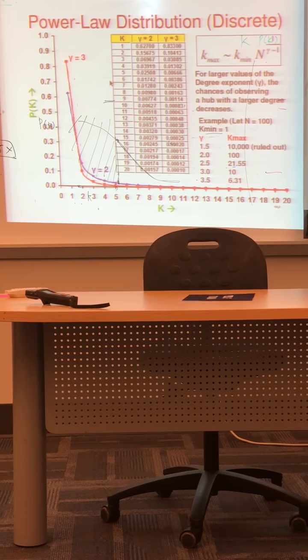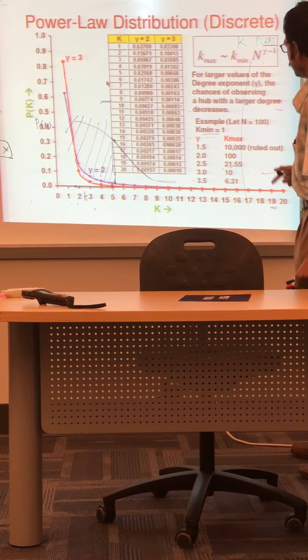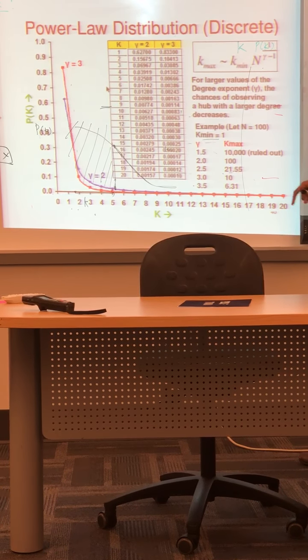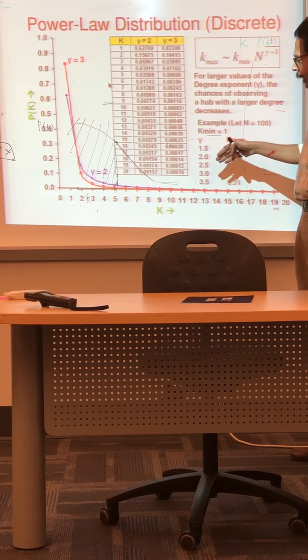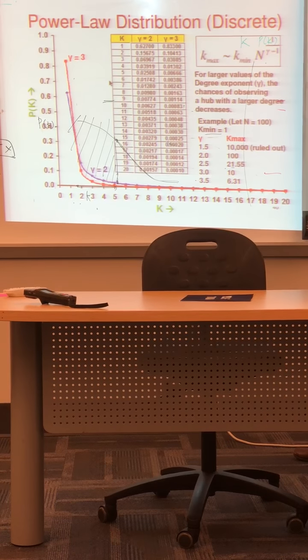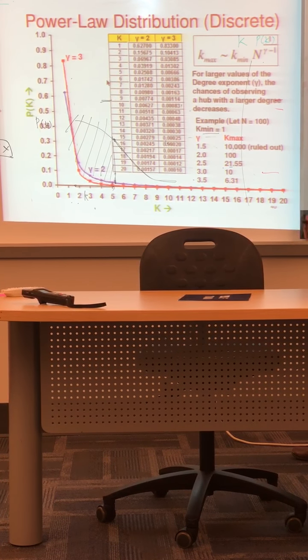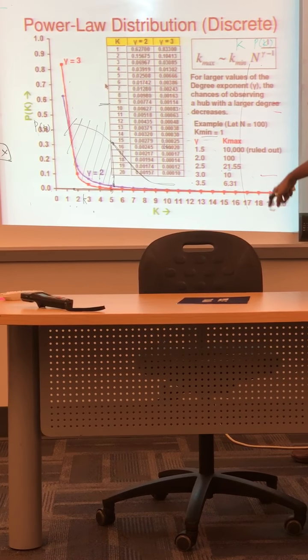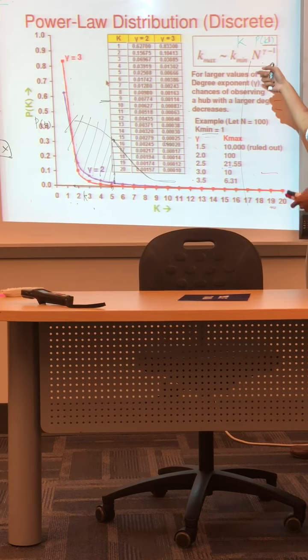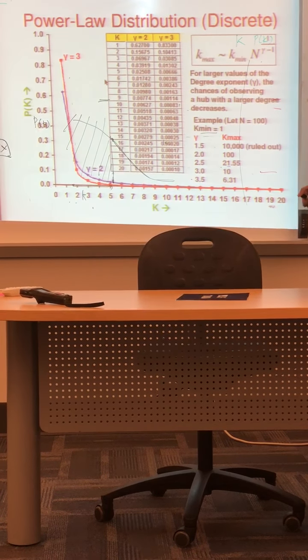Okay, so this is something we already saw, the relationship between K max and K min, and why gamma cannot be, say, less than 2. So gamma has to be greater than 2 to make sense for a scale-free network. If gamma is less than 2, you will come out with K max greater than the number of nodes. That's not possible.